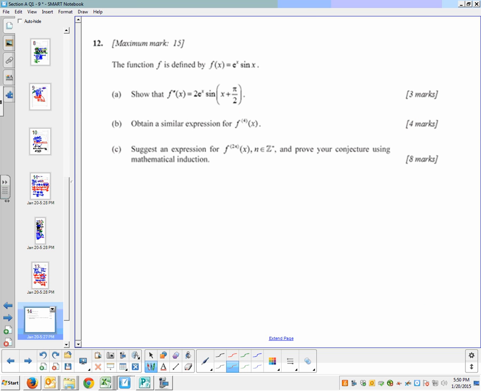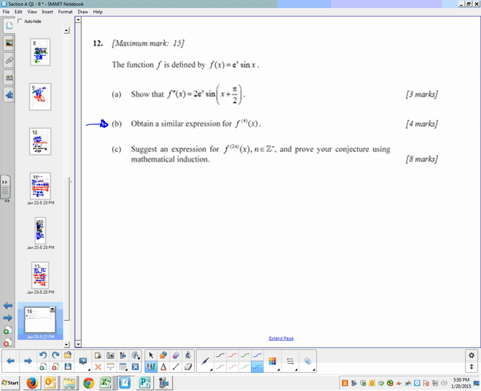Okay, question 12. Question 12 is less intensive, I feel. There were a couple of approaches, but I'm going to show you the approach they're expecting, certainly in terms of answering part B.